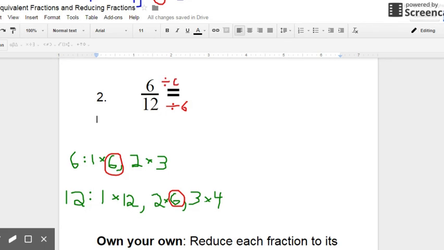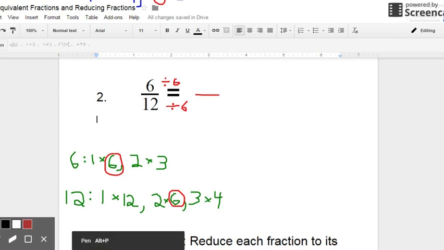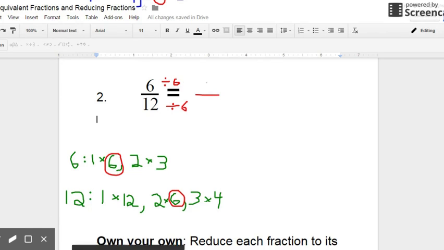And what you do to the top, you have to do to the bottom, and then come up with our reduced or simplified fraction. 6 divided by 6, of course, is 1. 12 divided by 6, of course, is 2. And of course, we double check. Can I divide 1 and 2 by anything? No, I cannot. So this is your simplified or reduced fraction. Now the question is, what happens if we can't find the GCF real quick?